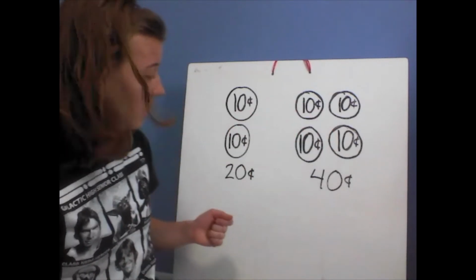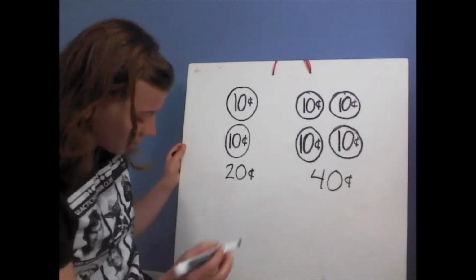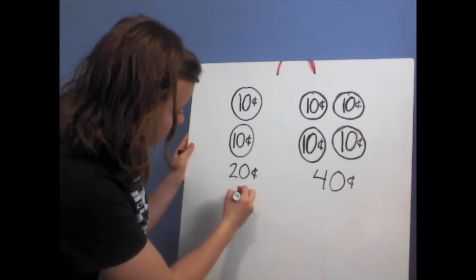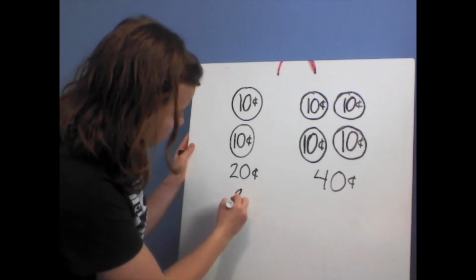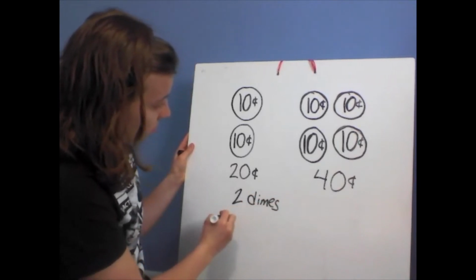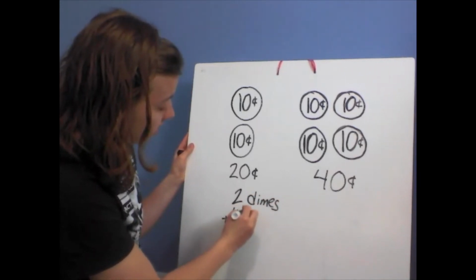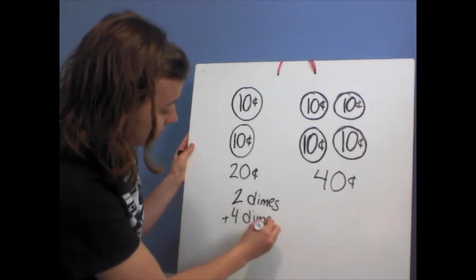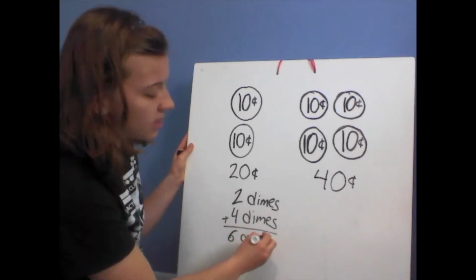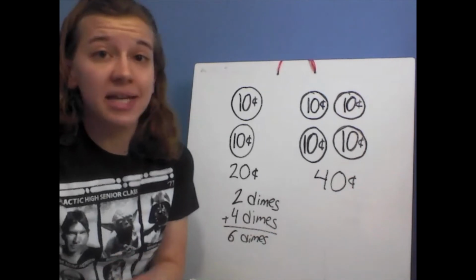Okay, that makes sense. So we could write our problem like this, right? We could say 2 dimes plus 4 dimes equals 6 dimes, right? Just like we did on the front. But remember, a dime is just like a 10.